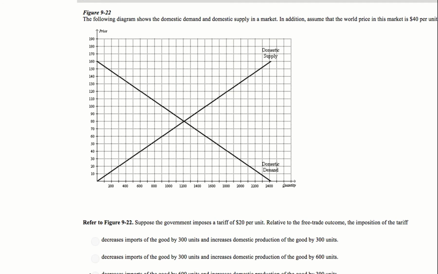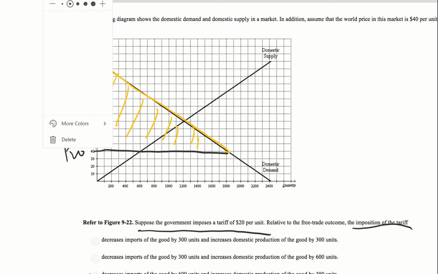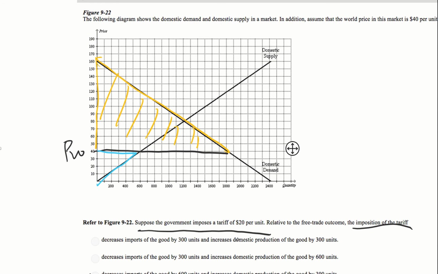All right, so same graph. Suppose the government imposes a tariff of $20 per unit relative to free trade. What does the imposition of the tariff do? So let's look at it with no tariff. With no tariff, this will be the world price. All this area on top is your consumer surplus, and this area below is your producer surplus. And then you get your total surplus.